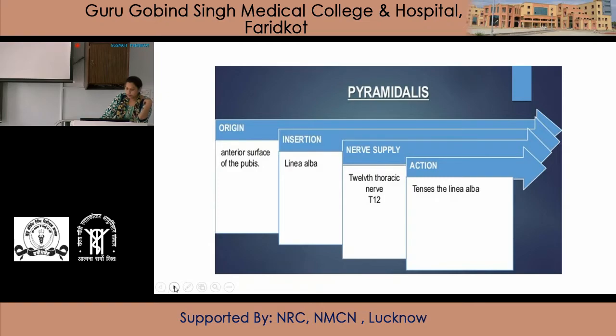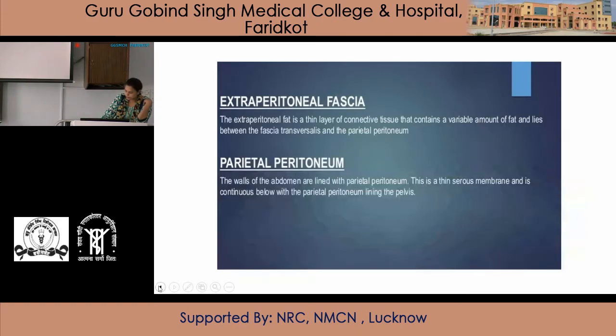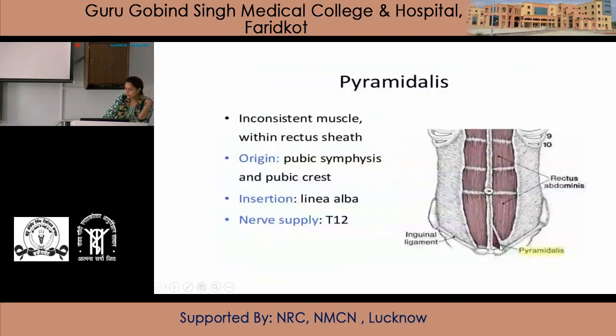Here is the pyramidalis muscle, which is an inconsistent muscle within the rectus sheath. It arises from the pubic symphysis or pubic crest and inserts into this white line, the linea alba, and it is supplied by T12. It is not always present. That is the pyramidalis muscle.